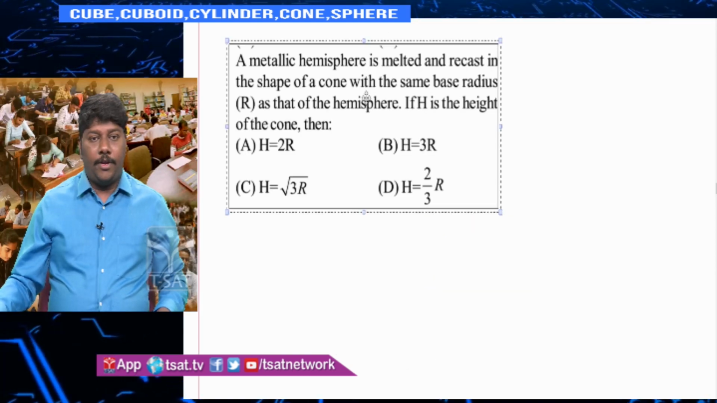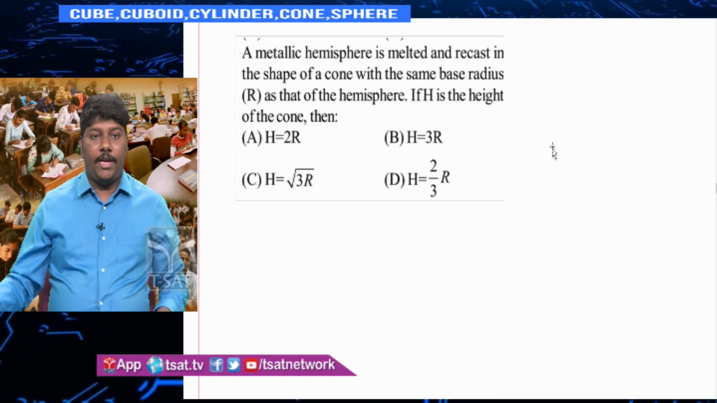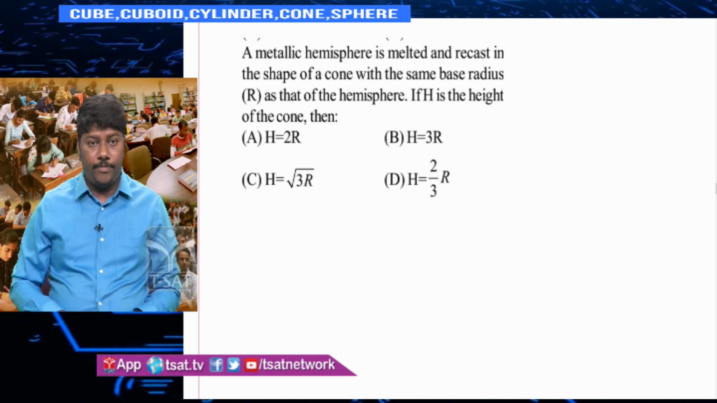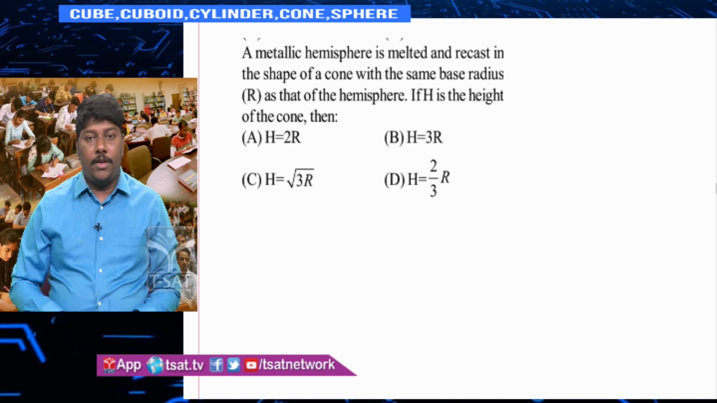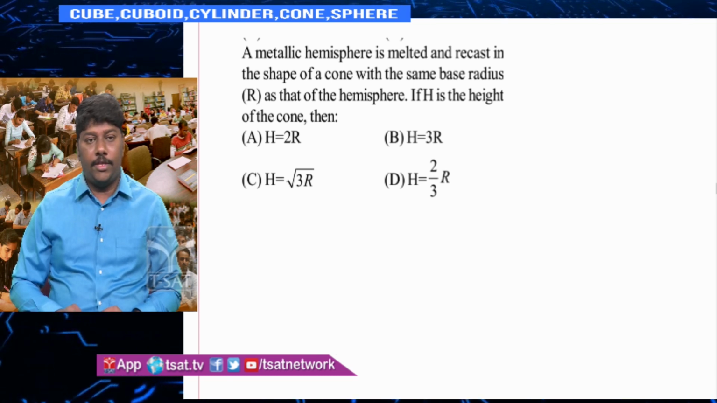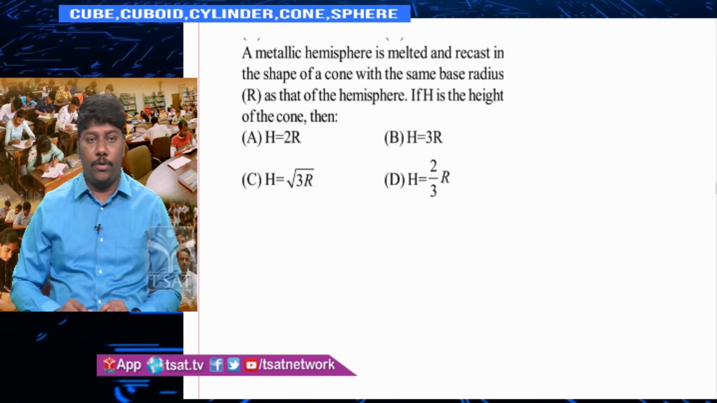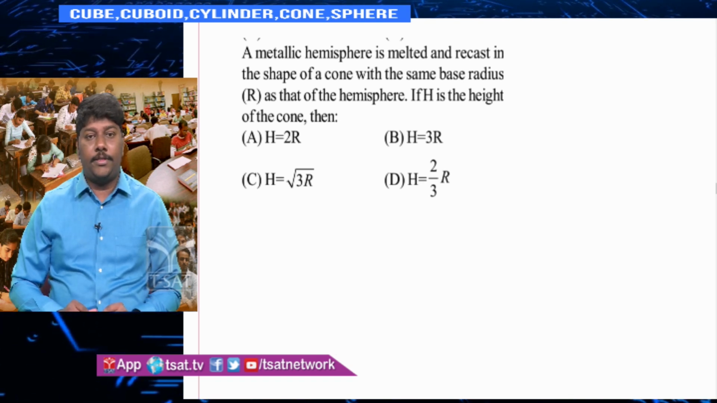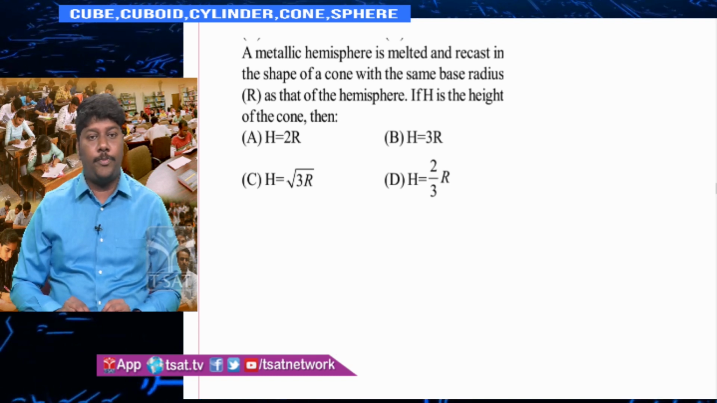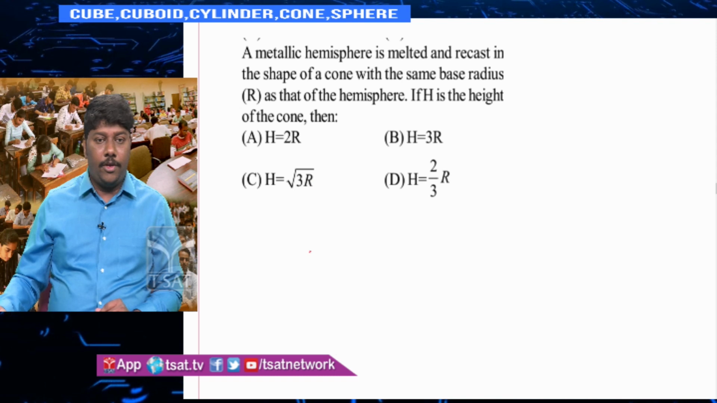Look at the next one. A metallic hemisphere is melted and recast in the shape of a cone with the same base radius capital R as that of the hemisphere. If h is the height of the cone, then he is asking you the relation between the radius of the hemisphere and the height of the cone, and for both of them the radius is same. You are melting a hemisphere and you are forming a cone, it is related to both sphere and cone. So you just need to equate their volume.